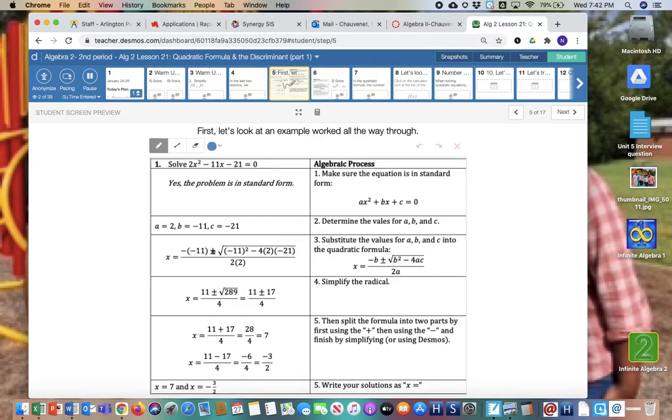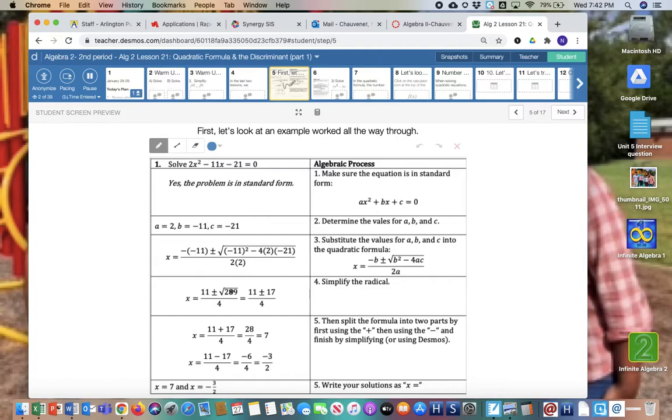Now we're going to substitute the values of a, b, and c into the quadratic formula, which again is just this formula right here. And then we're just going to simplify the radical. So like you can type this straight into Desmos calculator. Negative 11 squared minus negative 4 times 2 times negative 21.